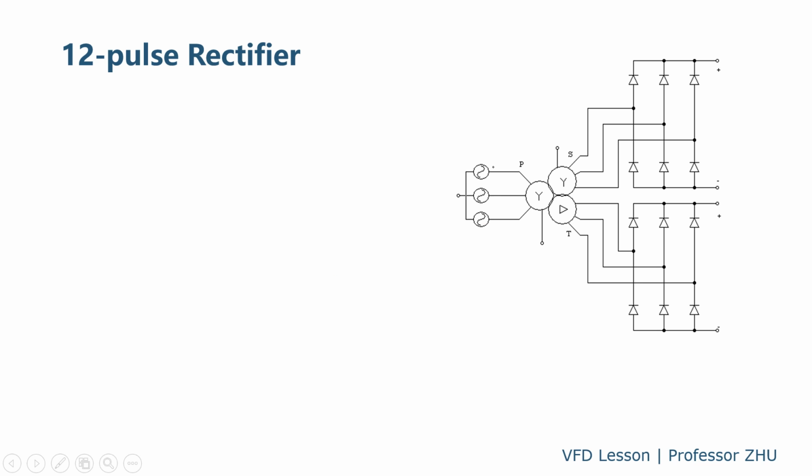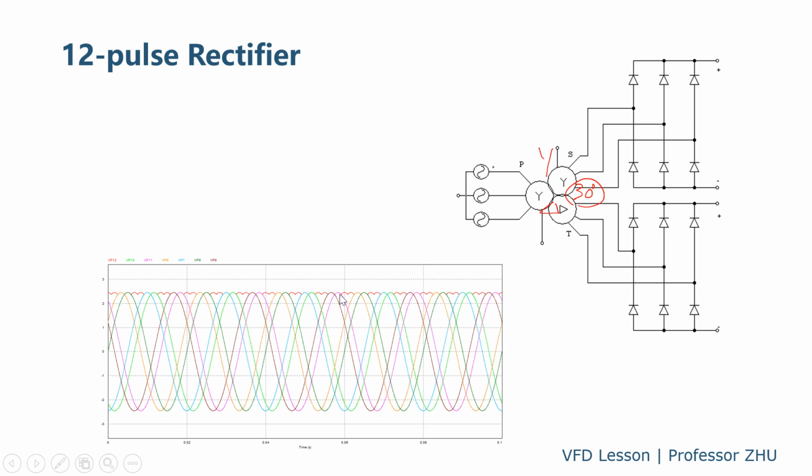And for the 12-pulse, you have 2 sets of standard 6-pulse rectifiers fed from different transformer secondaries. Those 2 secondaries have a 30-degree phase shift, Y and delta. Then they form a 12-pulse rectifier. So for the 12-pulse rectifier, on the DC side, in one cycle, for example 20 milliseconds, there will be 12 ripples instead of 6 ripples. So the more ripples, the lower the ripple voltage. That means the voltage is closer to DC.